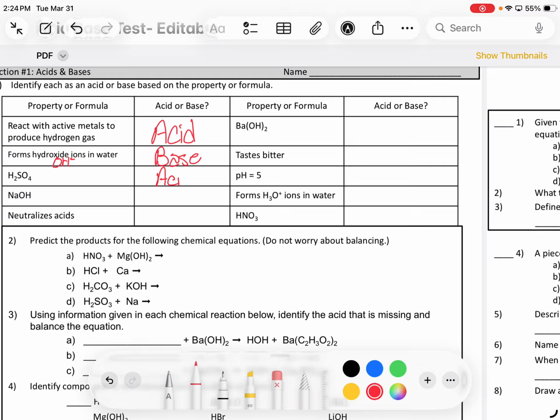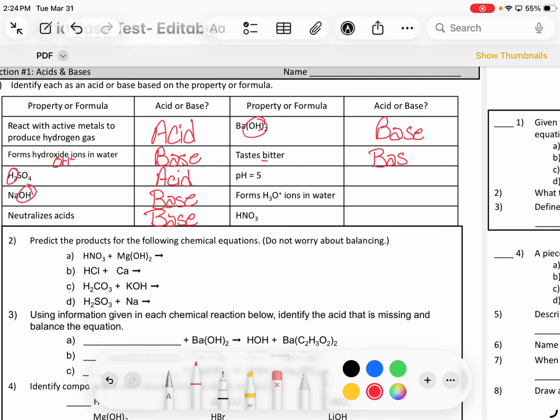That's an acid because it begins with hydrogen, right? NaOH, that's a base because it ends in hydroxide. Neutralizes acids. That should feel pretty straightforward. We use bases to neutralize acids. Ba(OH)2, again, that's a base. Tastes bitter. Bitter, B. That's going to be another base.